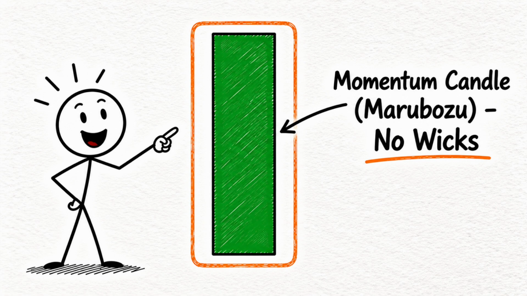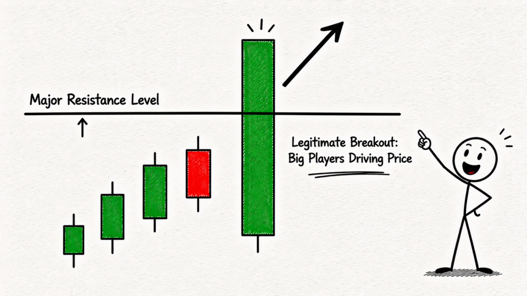9. Momentum candle. A momentum candle is a large, full-bodied candle with little to absolutely no wicks or shadows. It is often referred to as a Marubozu. This candle represents one-sided dominance. If it's green, it means the second the candle opened, buyers took absolute control and never gave sellers a single chance to step in until the close. Momentum candles frequently form during major support or resistance breakouts. When you see this candle on your chart, it confirms that the breakout is legitimate and that the big players are actively driving the price.